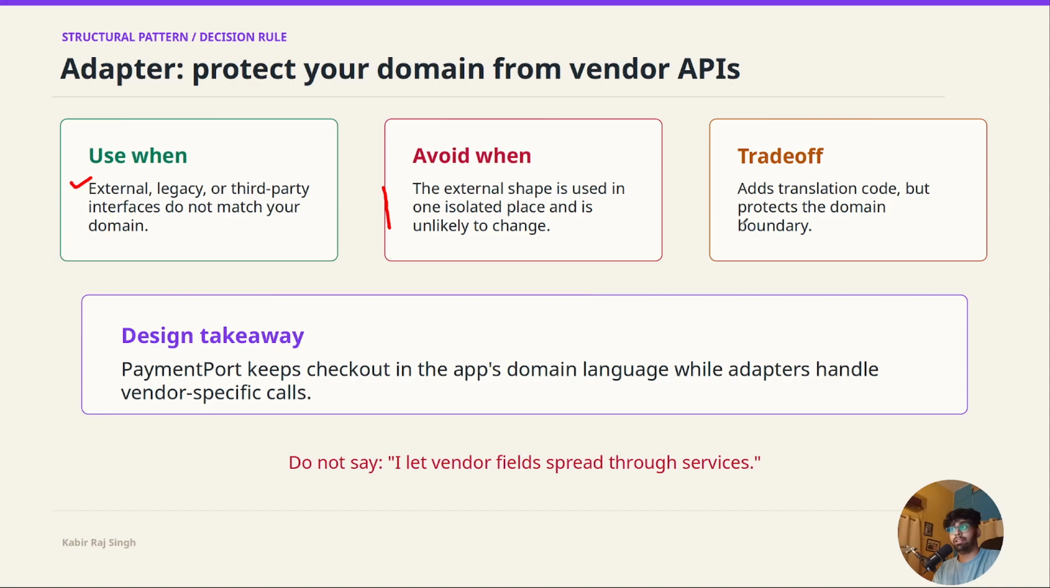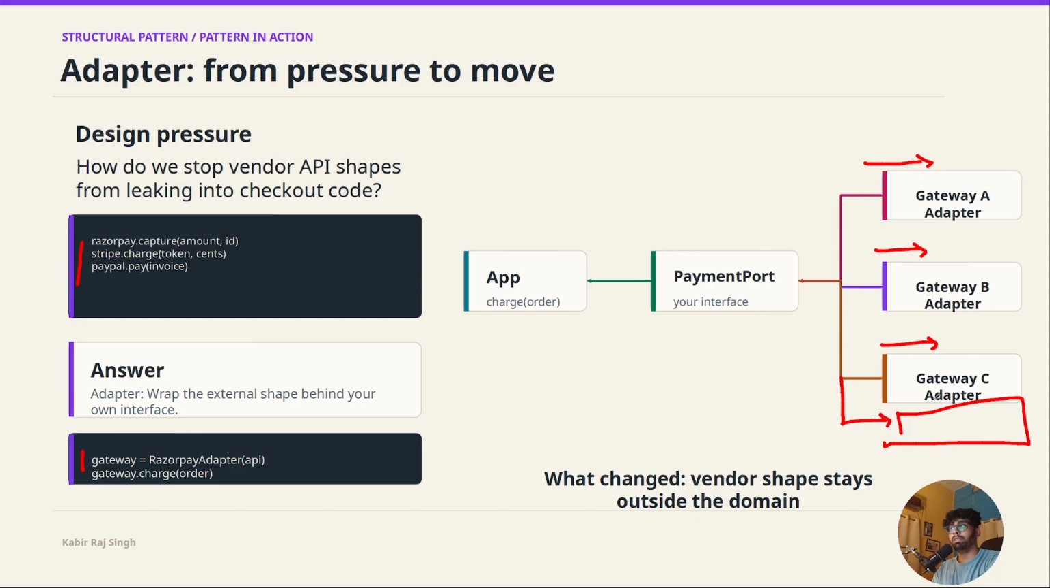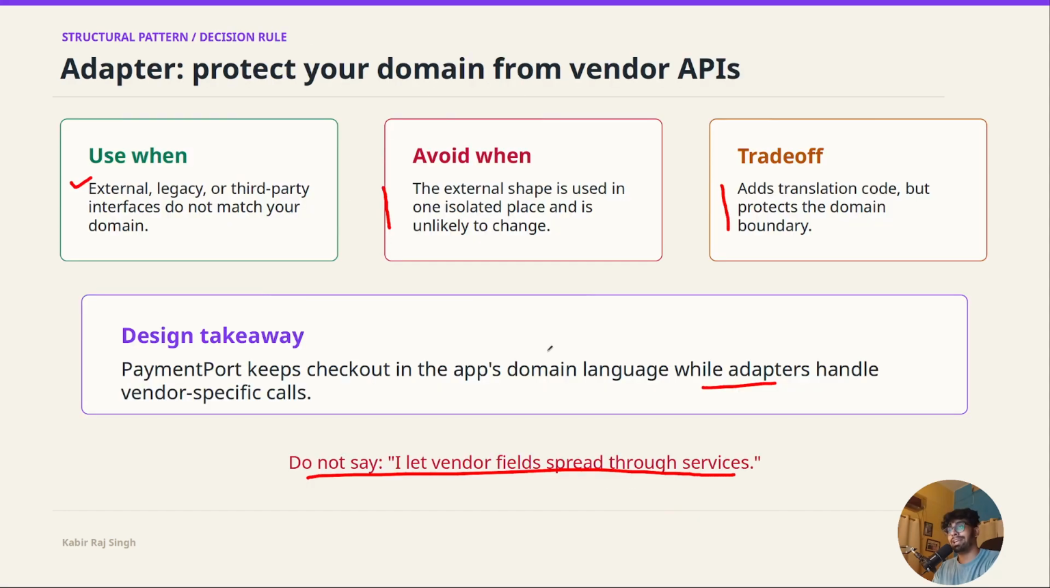The practical trade off is that it would obviously add translation code but protects the domain boundary. So the vendor APIs are still within the adapter code, not with the main user. If you want to access anything with the vendor API, you need to pass it through the adapter and then access it in the main app or the service you are running. So the design takeaway, as you saw, is that the payment port adapter keeps checkout in the app's domain language, and the supporting adapters handle the vendor specific calls. Never let vendor fields spread through services. You would rather use an adapter to convert them to a language which your app understands.